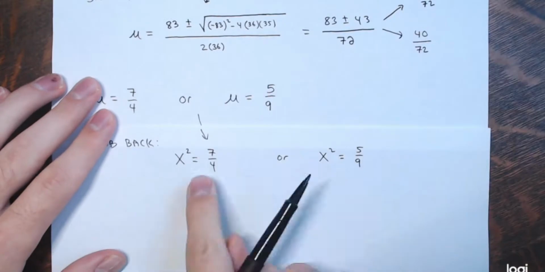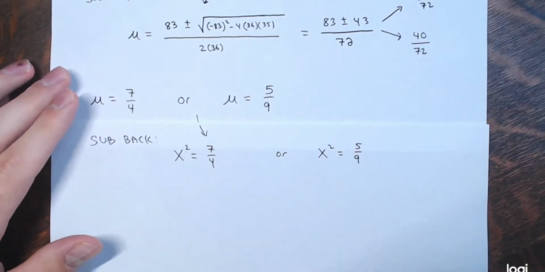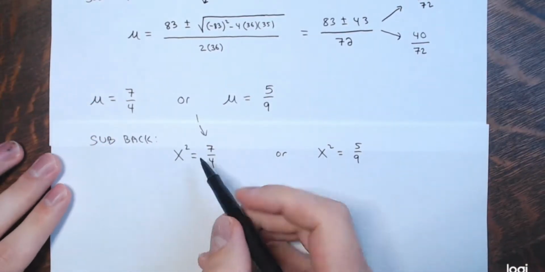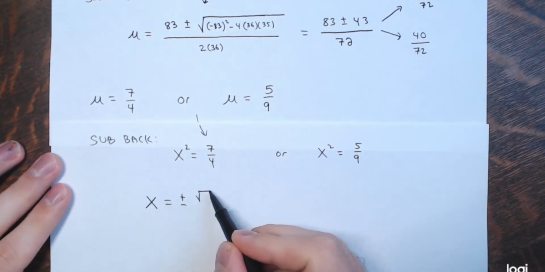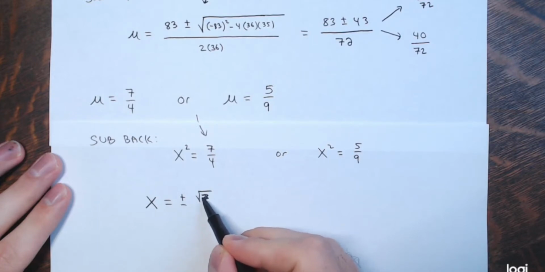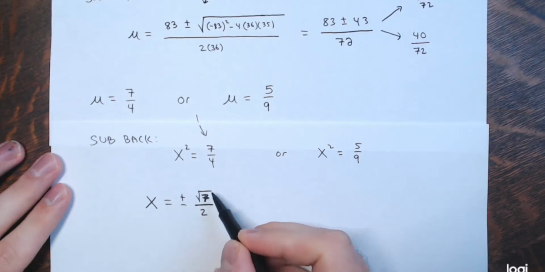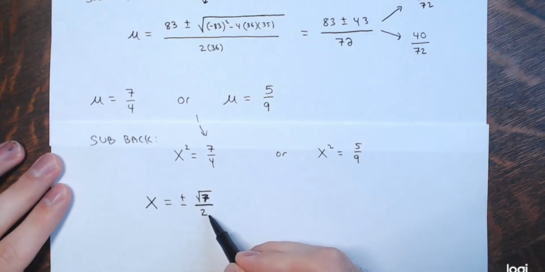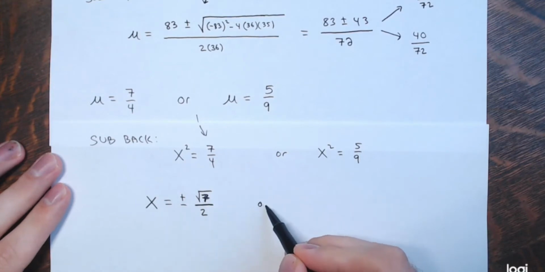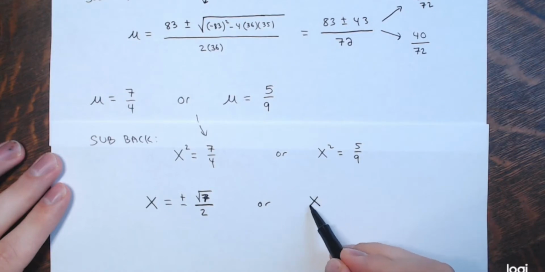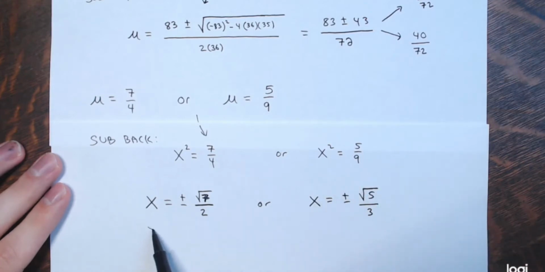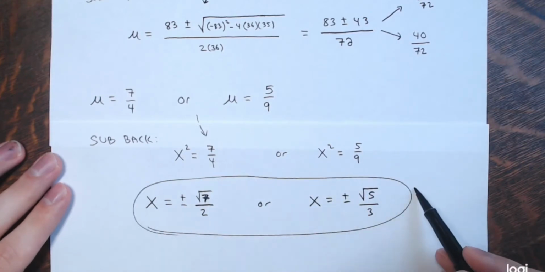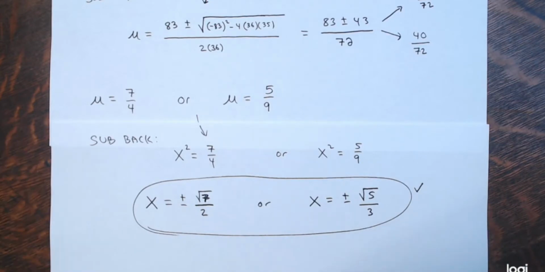Now these are quadratic, but they're easy to do with the square root property. If x squared equals 7/4, that means x equals positive or negative square root of 7 divided by 2, since the square root of 7/4 is the square root of 7 divided by the square root of 4, which is 2. Or x equals positive or negative square root of 5 divided by 3, the square root of 9. Don't forget to check them, but I'm telling you right now, these should all work.